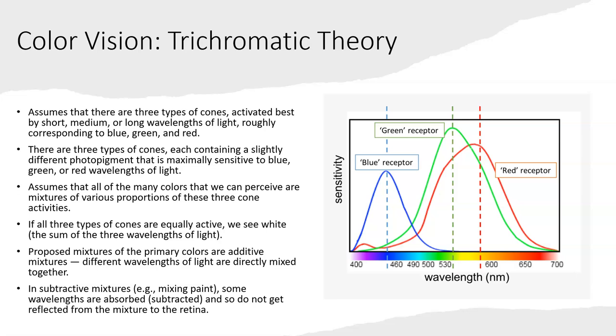When we are looking at paints and mixing paints together, like if you take red paint and blue paint and mix those paints together, you end up with something purple. There's a subtraction process that's going on there. Light works in an additive way.